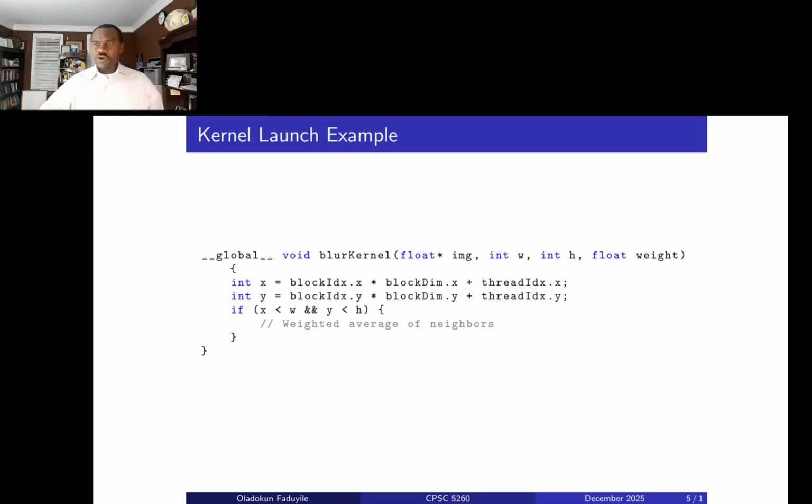This is an example with a global declaration of a blur kernel. It takes the image as a float pointer, and the width and the height as integers. You look at the dimensions, at how the threads are formatted, and then you compute the weighted average of the neighbors. That is for blurring. This is a typical example of how the blurring looks, and it's similar to the sine wave, the edges, and also the vignette.